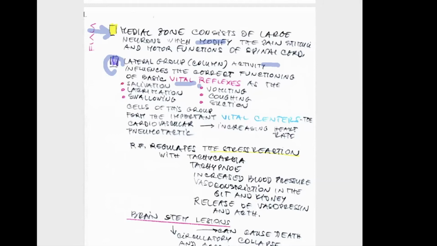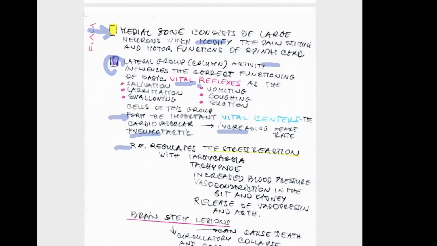These cells provide an important role of control of all these vital centers, and as we see, it forms the important vital groups, vital centers, the cardiovascular, controlling heartbeat, controlling blood pressure, and it increases also the heart rate, and the pneumotaxic center, controlling the respiration.